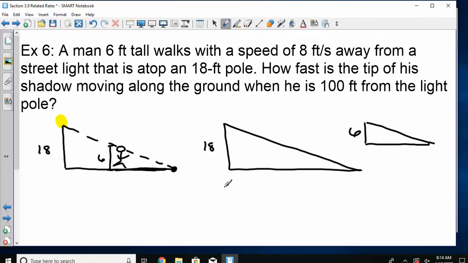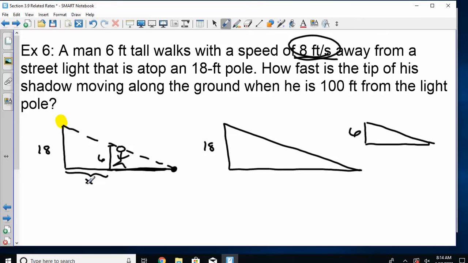Now we need to figure out what we're going to label the bottoms of these triangles. Okay, we know he is walking 8 feet per second away. So that means this is telling me a speed for how far away he is from the pole. So it's talking about this distance right here. So that's going to have to be one of our variables. Let's say I call that x.